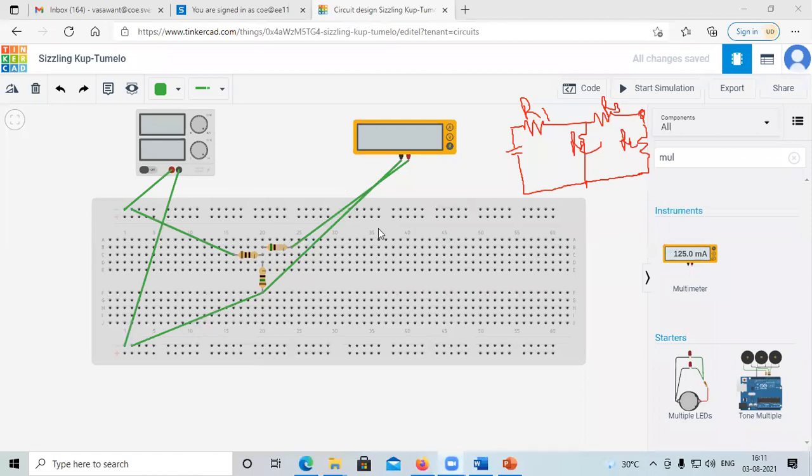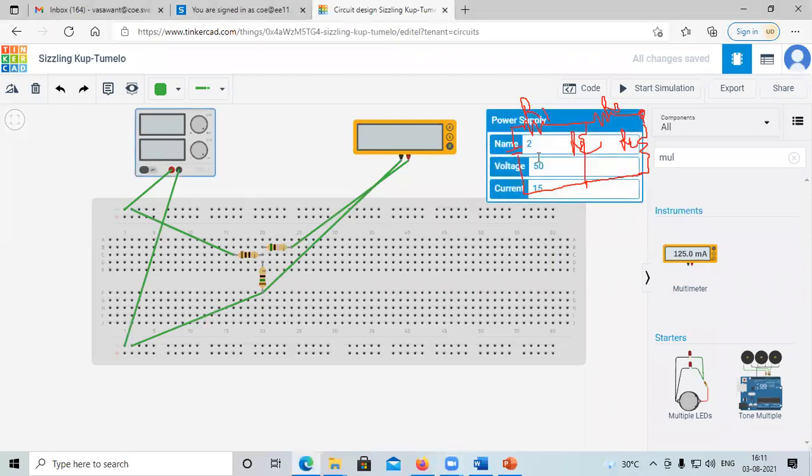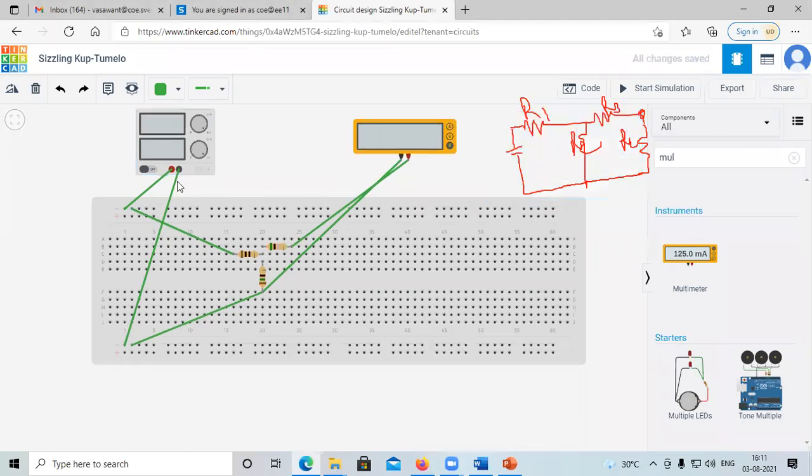Okay, now see, we have taken one power supply. See the value of the power supply. What voltage did we take? 50 volt. So see here, I have taken the voltage as 50 volt. Now I will repeat all this connection. Just remove this connection.